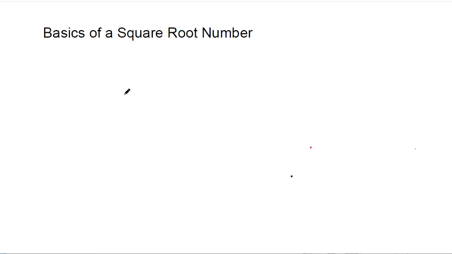So just some basic details about a square root number. This is how we write a square root, kind of like a long division symbol with an extra little tail over here. Square root of 256 means that you need to try to think of a number that can multiply by itself to equal positive 256.